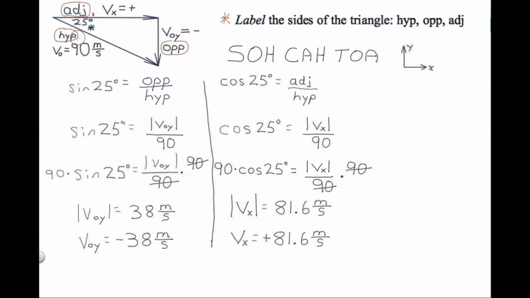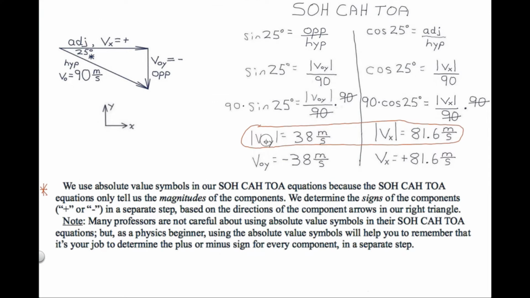This side is labeled as hypotenuse because it's across from the 90-degree angle. This leg is labeled as adjacent because it's adjacent to the angle we marked with the asterisk. This leg is labeled as opposite because it's opposite to the angle we marked with the asterisk. Our results are that the magnitude of v sub 0y is 38 meters per second, and the magnitude of v sub x is 81.6 meters per second.